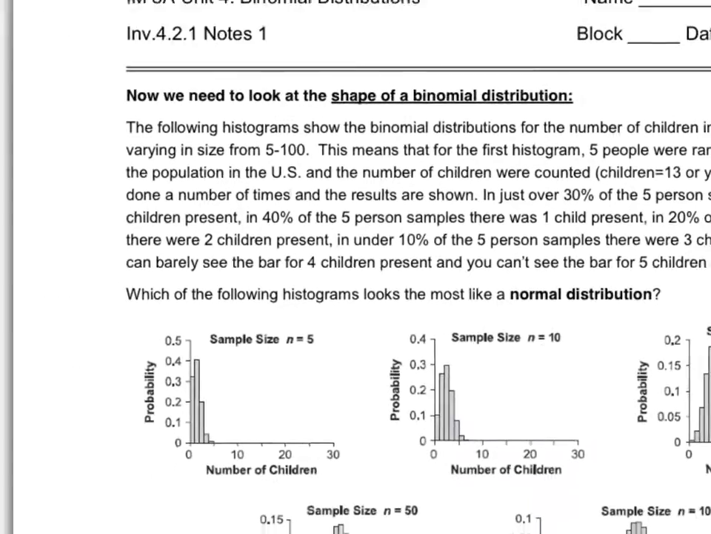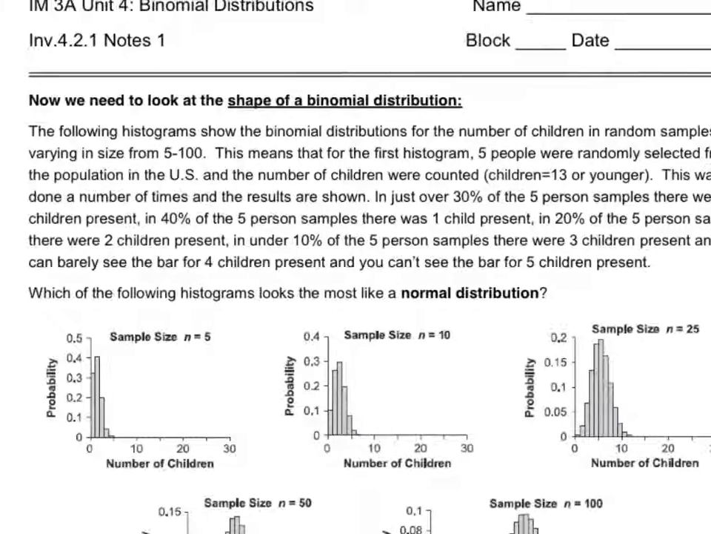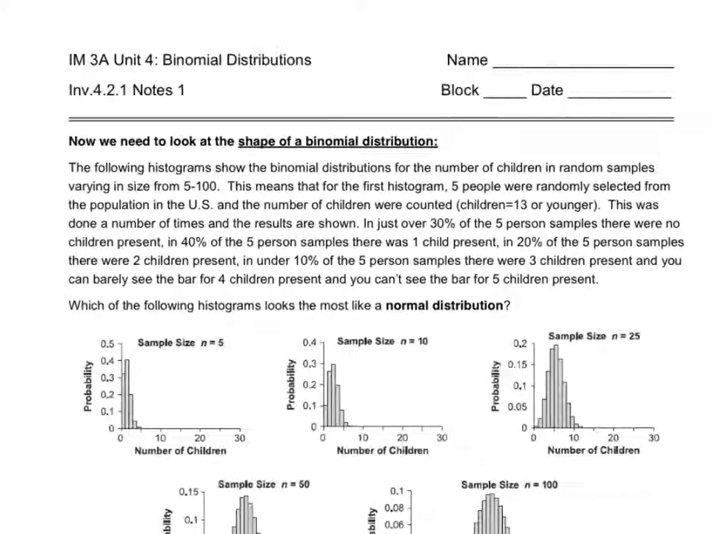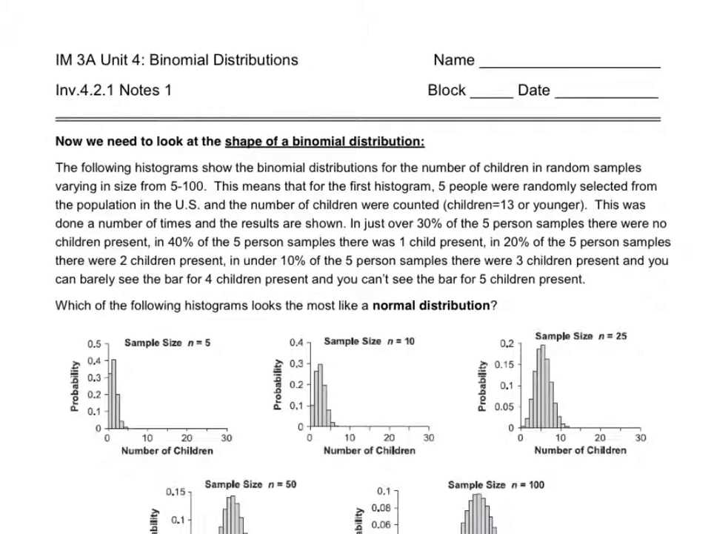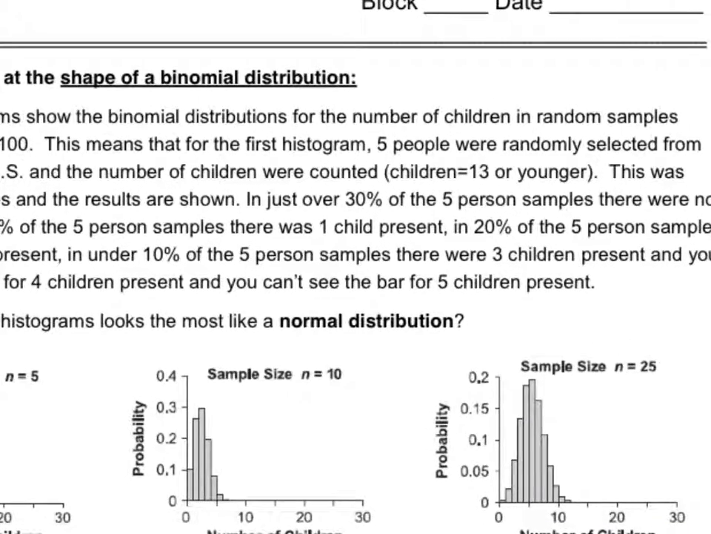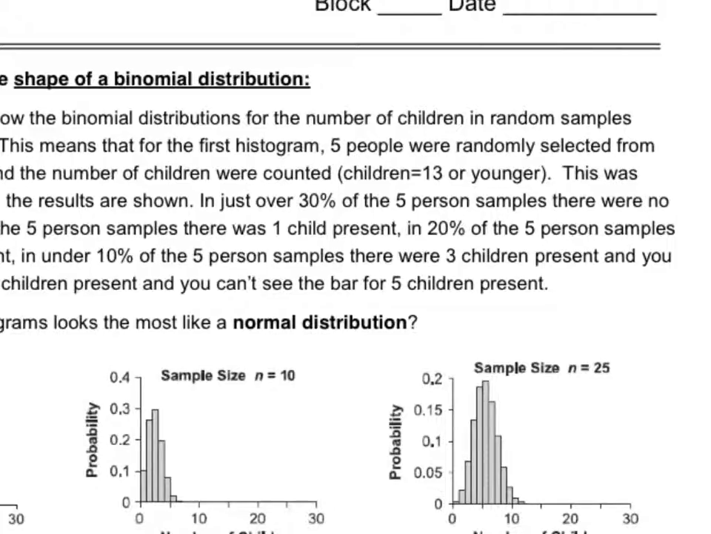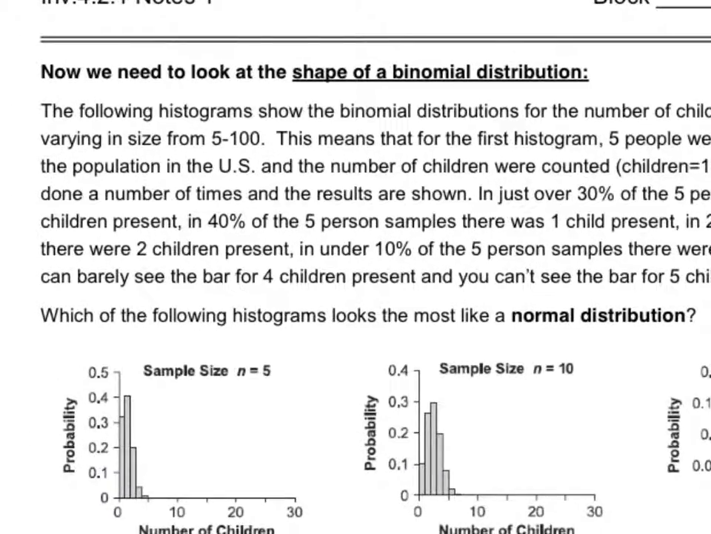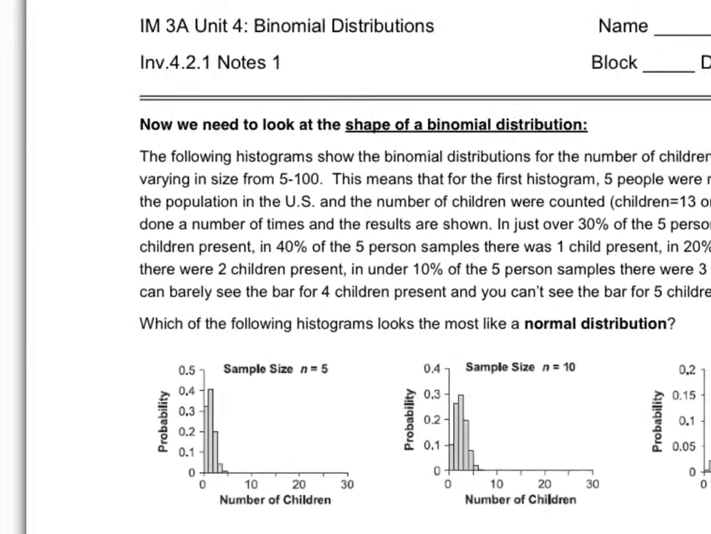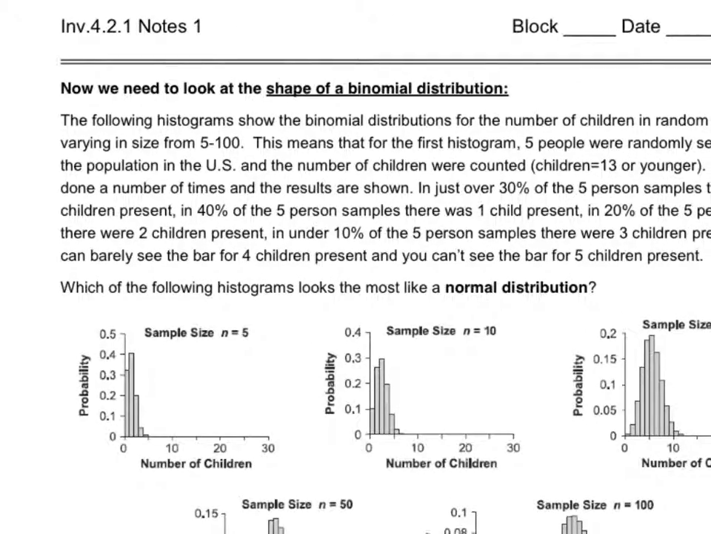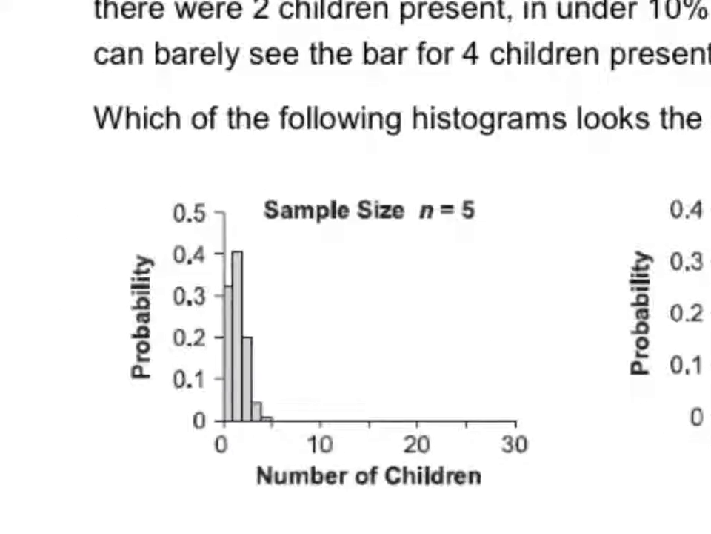And that's kind of what this passage is looking at right here, if we take a step back. It says that right here, doesn't it? In just over 30% of the 5-person samples, there were no children present. In 40% of the 5-person samples, only 1 child was present. So you can see in this chart, 40% of those studies, the second bar right there, that's one child.